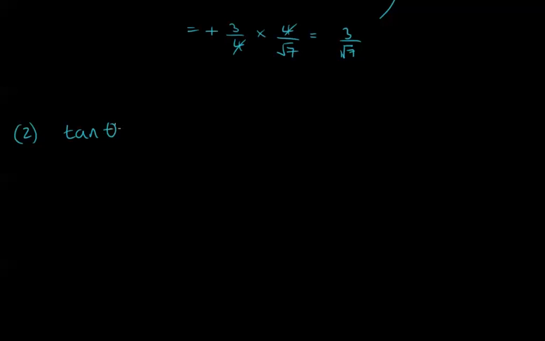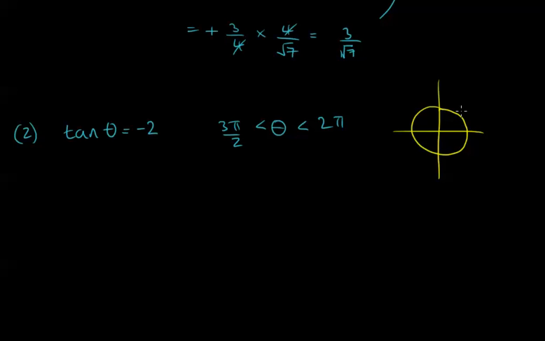tan theta equals -2. So we're told tan theta equals -2, and the angle is somewhere between 2 pi, 360, and 3 pi over 2, that's 270. So if we take our unit circle, all silly turtles crawl, that's the way to remember it. It's somewhere down here, so our angle is a very large angle like this. Starting from here, going all the way around, that's the angle.